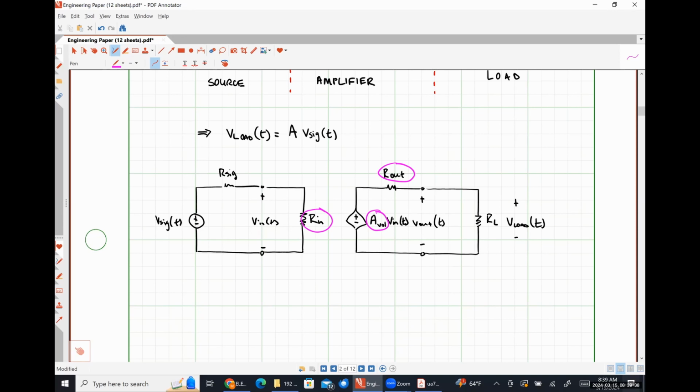Okay, so this is the practical amplifier model, practical voltage amplifier model. We've spent a good amount of time talking about where it comes from. Now we actually need to make a small change to it in order to use it for an op-amp circuit in particular.